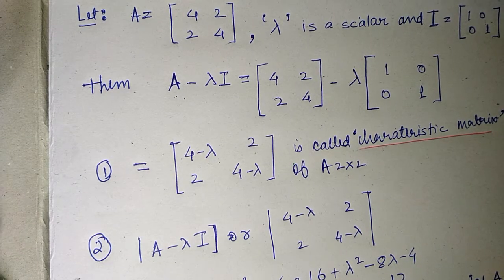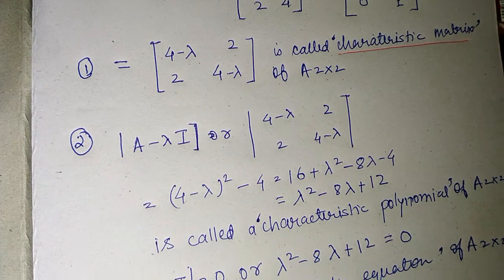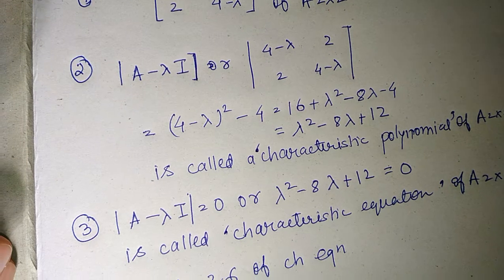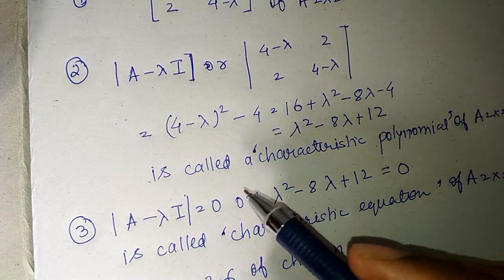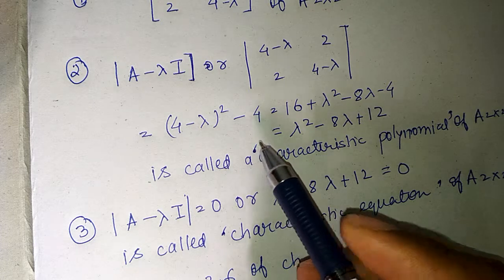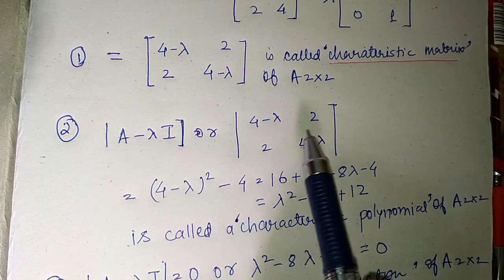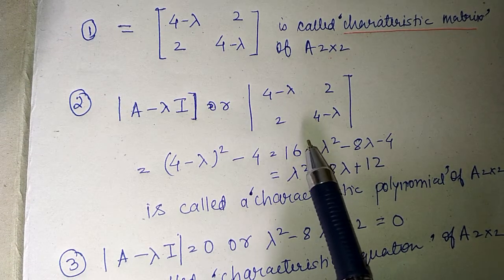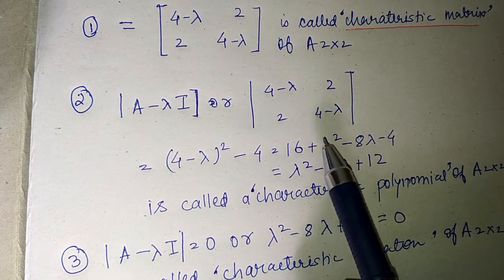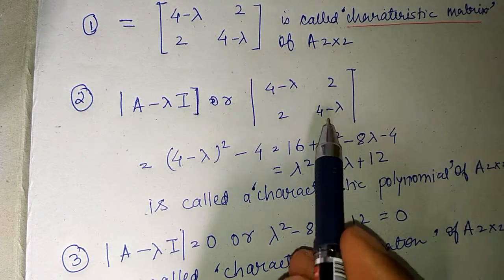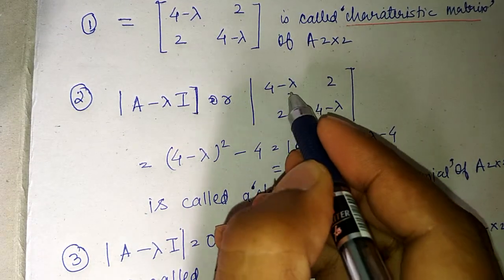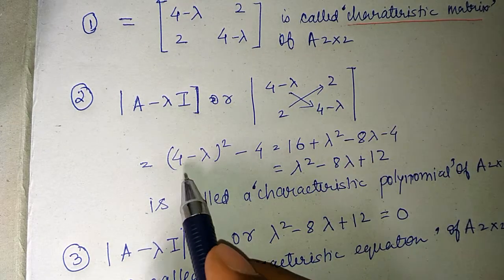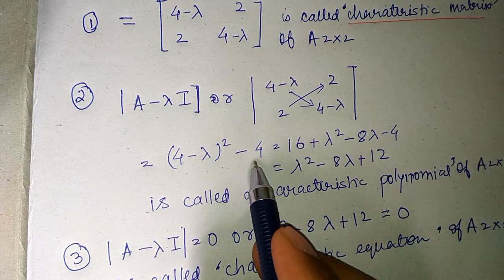Next, if we come down, we have the concept of characteristic polynomial. Once we have obtained the characteristic matrix as explained above, we take its determinant. As you all know, that is the multiplication of the principal diagonal minus the multiplication of the other diagonal. So here I get (4 minus lambda) square minus 4.